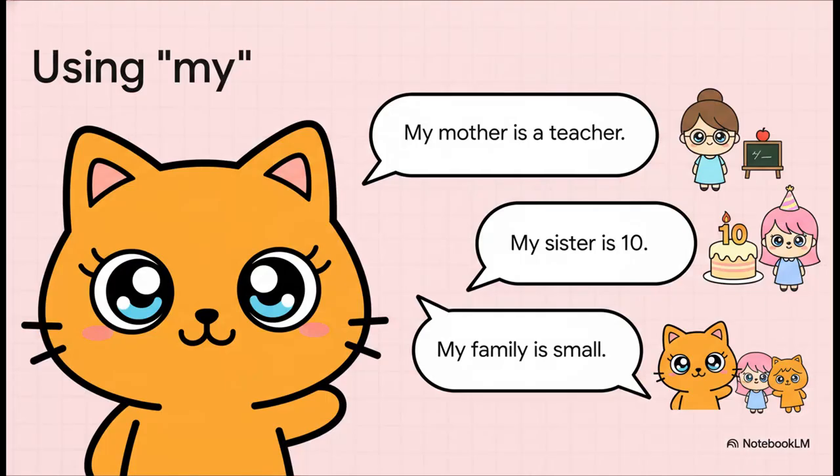Let's kick things off with my. It's pretty easy. You use my when you're talking about something that belongs to you, the speaker. For example, you could say, my mother is a teacher, or my sister is 10, or maybe my family is small. See, it's all about me.